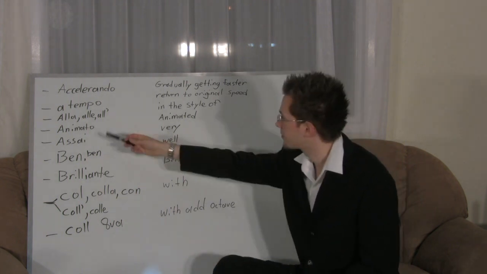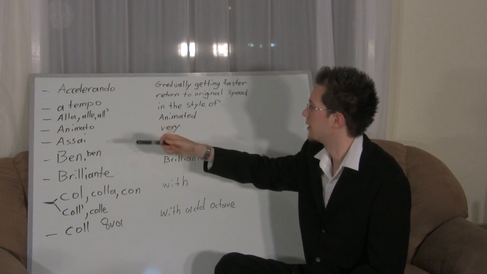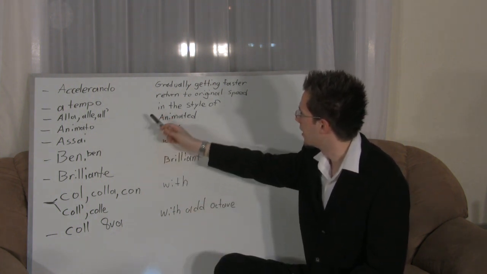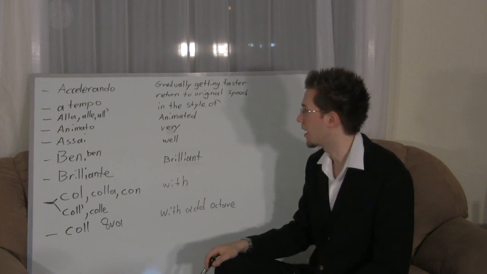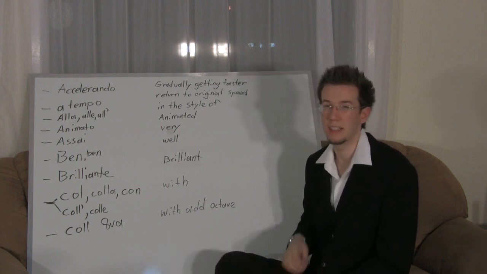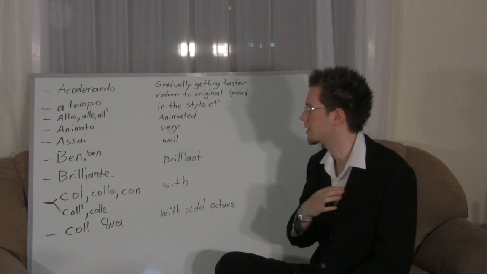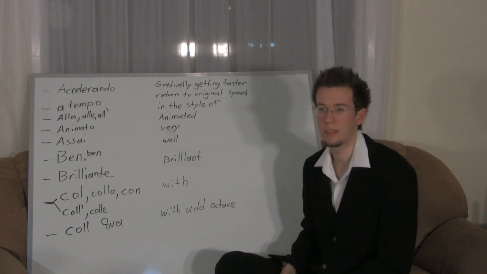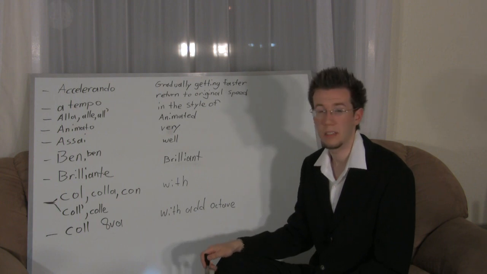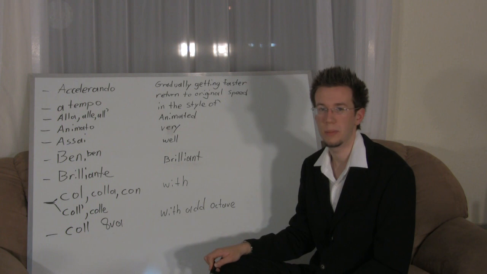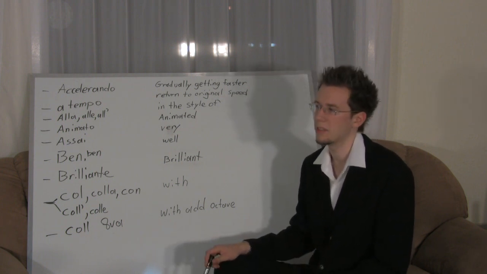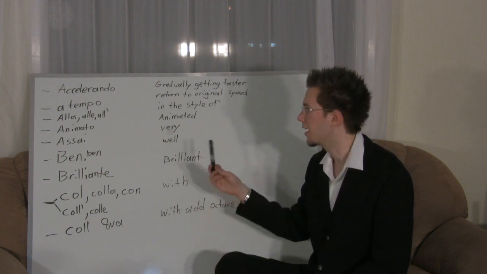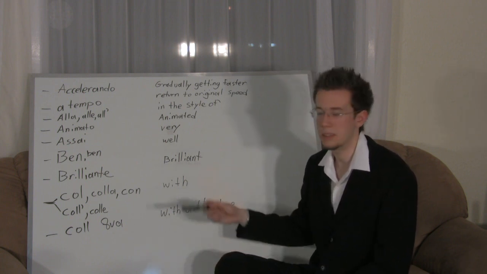Okay, next one. Alla, alle, al, with an apostrophe. In the style of. Okay, that's pretty much it. To be honest, I've seen it a few times, but it's not a really, really common term. So you usually see it at the start of a piece to describe how the style is going to be. I've seen it in a few other places, but it's not really a term that I see all the time. Maybe I just overlook it or something, but anyway, that's basically that one.